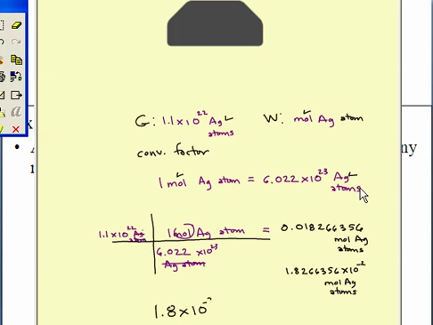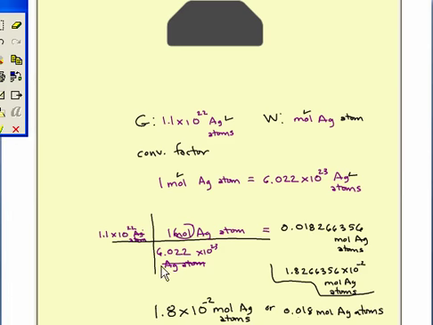So the final answer, expressed in correct sig figs, is 1.8 times 10 to the minus 2 moles of silver atoms, or 0.018 moles of silver atoms. Both these values are equivalent, and unless I specify that I want it in scientific notation, it doesn't have to be. But it is really a lot easier to round if something's already in scientific notation, because as I said, you don't need to worry about those leading zeros.